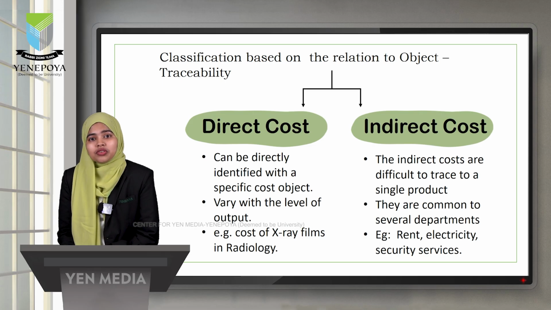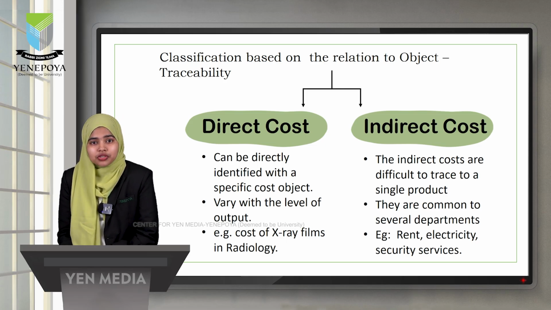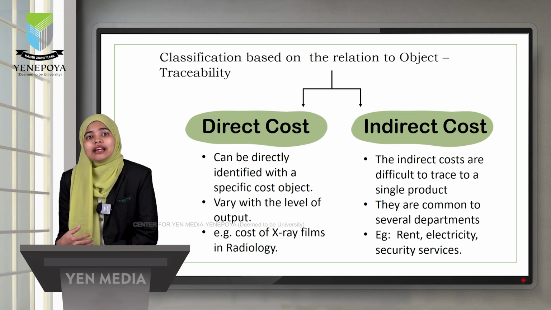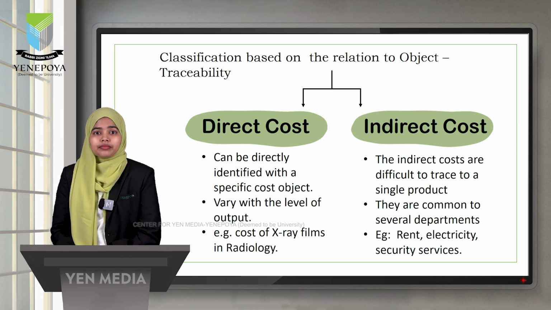Coming to indirect cost, on the other hand, it is any cost that cannot be traced to a single product or service, and these costs are usually shared among several departments. Examples include rent, electricity bill or any other administrative expenses. In short, if you can directly identify where a cost goes, it's a direct cost. If not, it's an indirect cost.